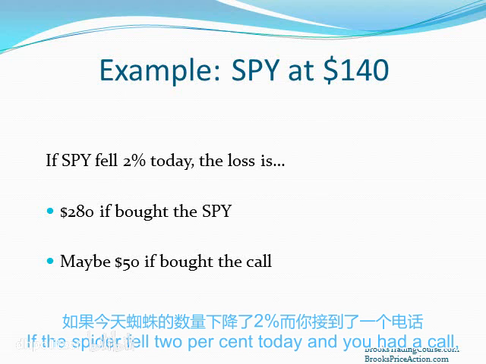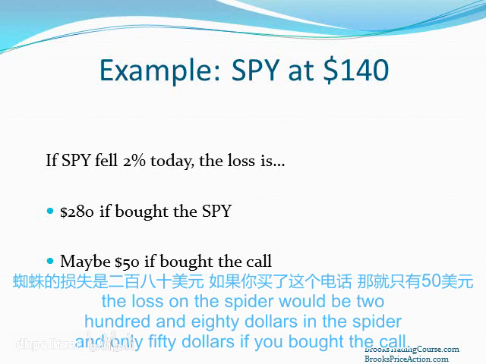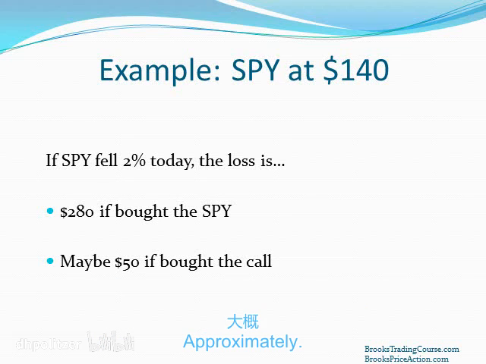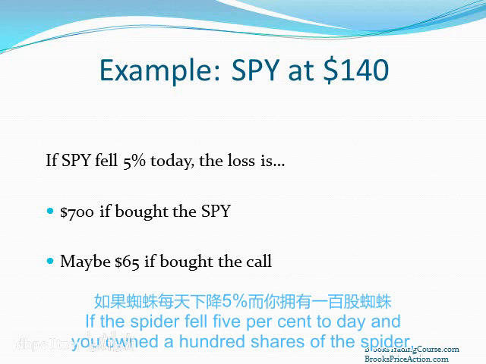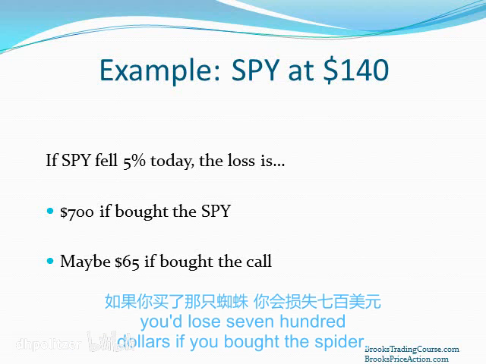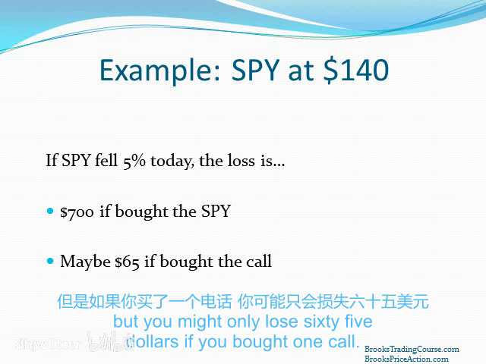If the Spider fell 2% today and you had a call, the loss on the Spider would be $280, and only $50 if you bought the call, approximately. If the Spider fell 5% today and you owned 100 shares of the Spider, you'd lose $700, but you might only lose $65 if you bought one call.